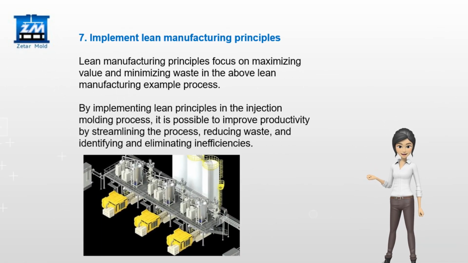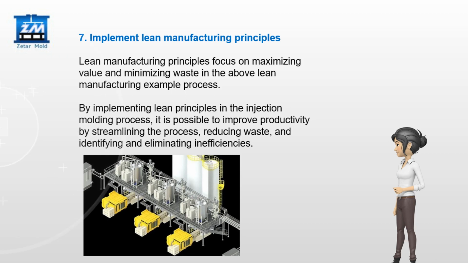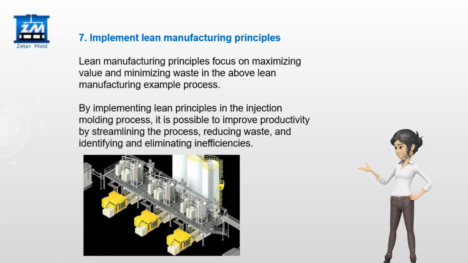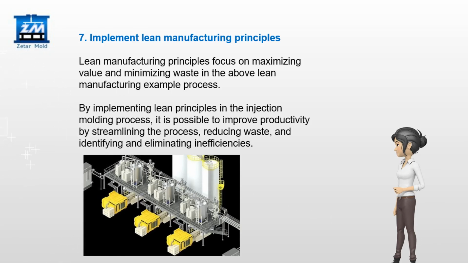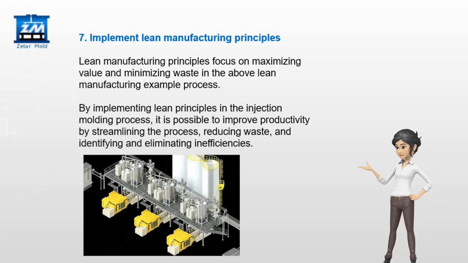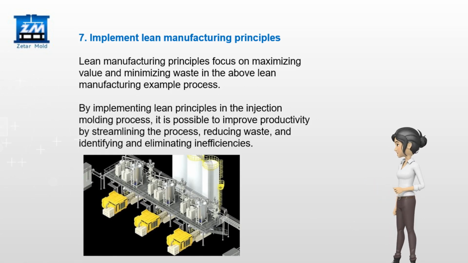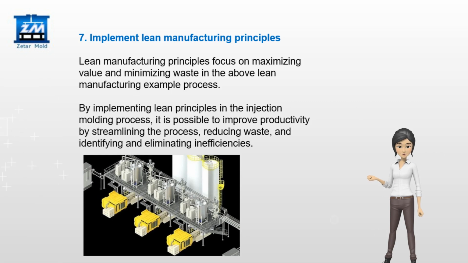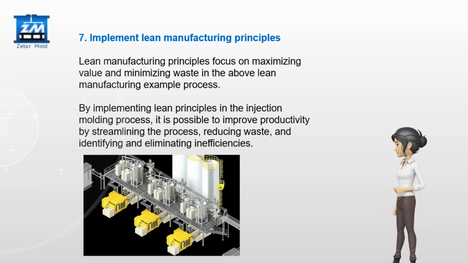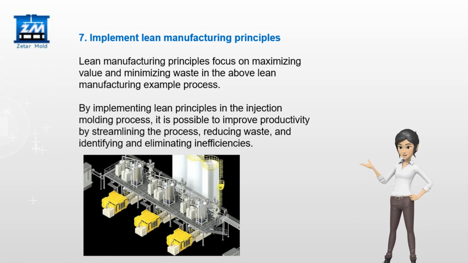Implement lean manufacturing principles. Lean manufacturing principles focus on maximizing value and minimizing waste in the process. By implementing lean principles in the injection molding process, it is possible to improve productivity by streamlining the process, reducing waste, and identifying and eliminating inefficiencies.